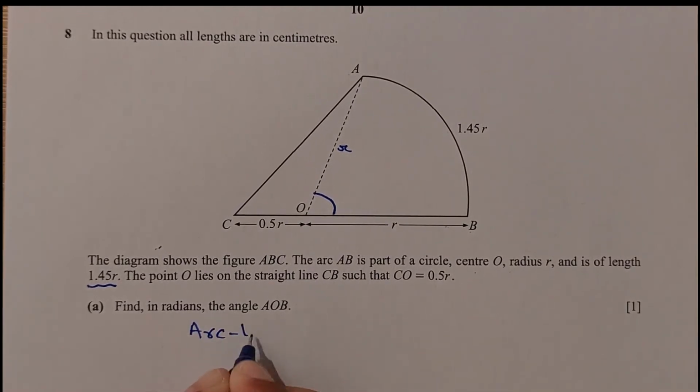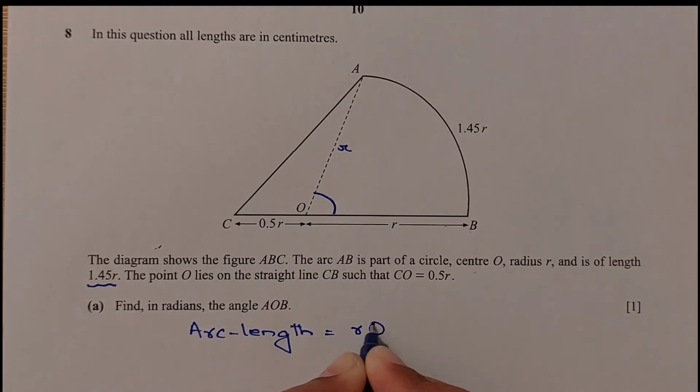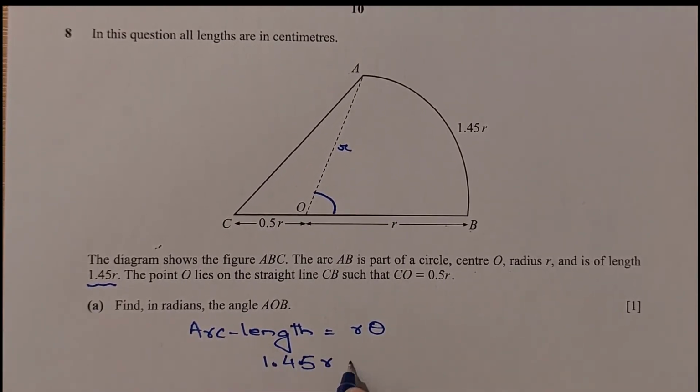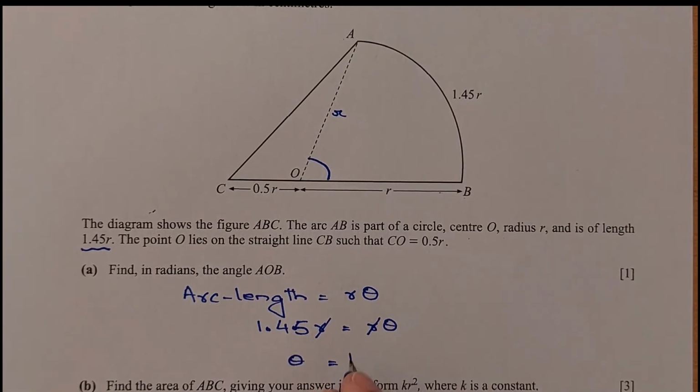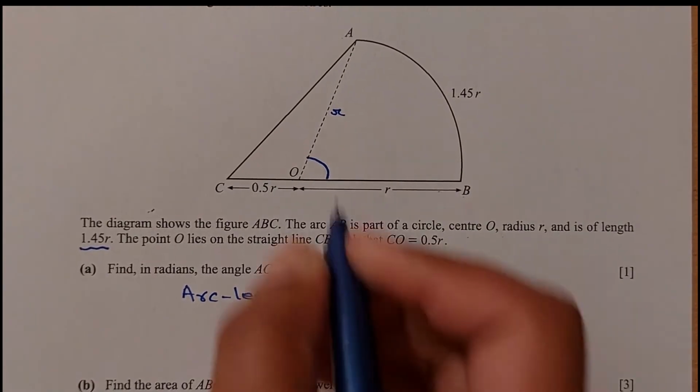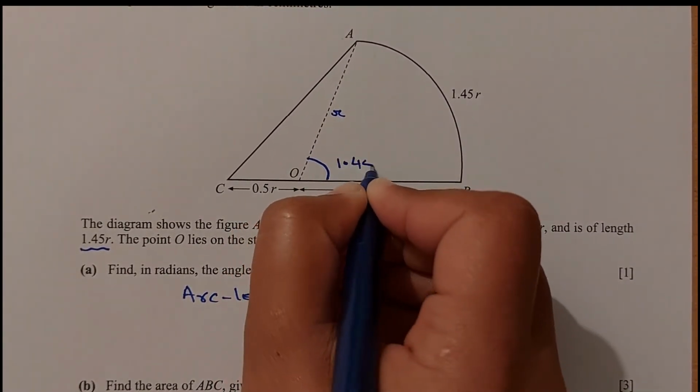So arc length is equal to R times theta. We have been given arc length 1.45 times R equals R times theta. We can cancel the R. So theta is equal to 1.45. So this is the value for theta, 1.45.